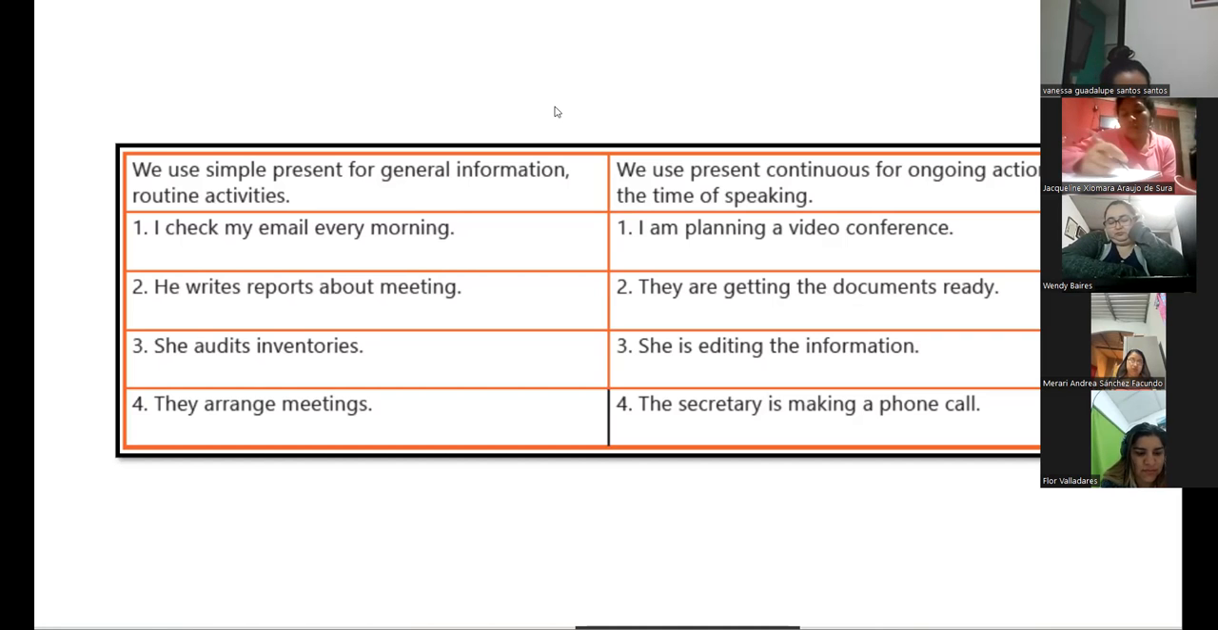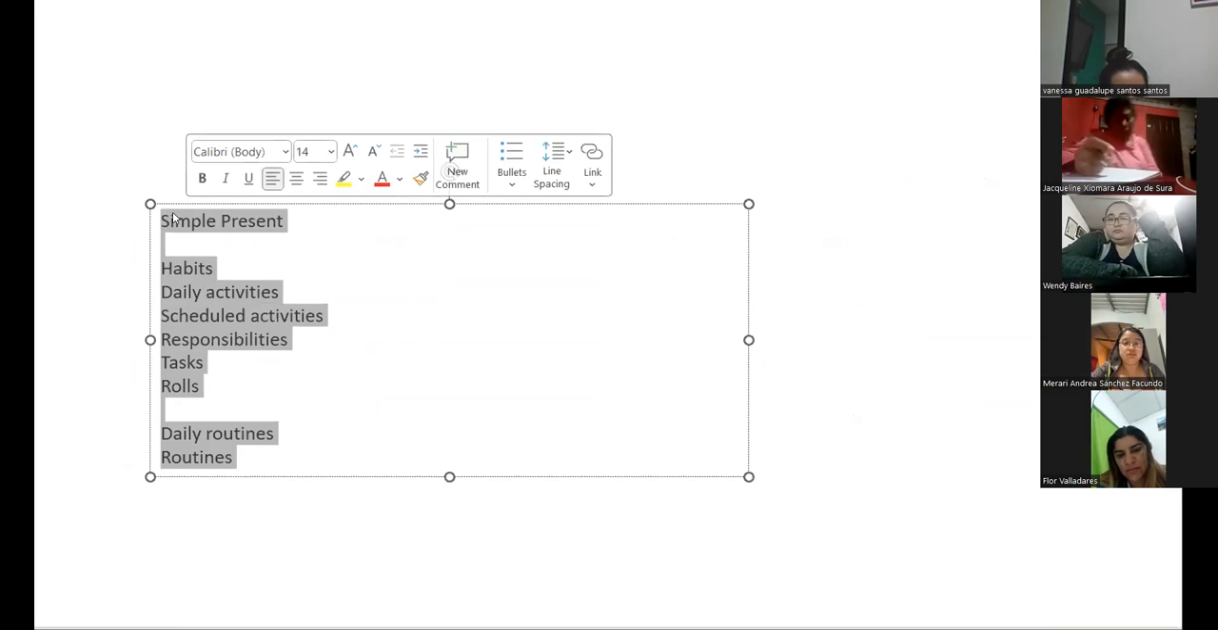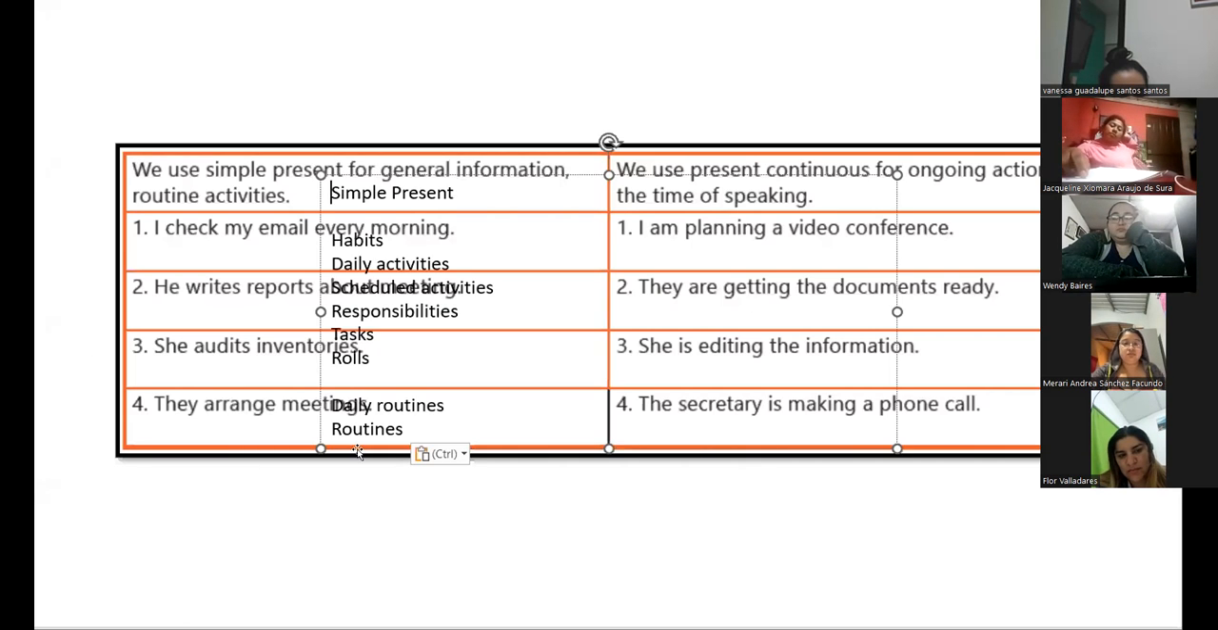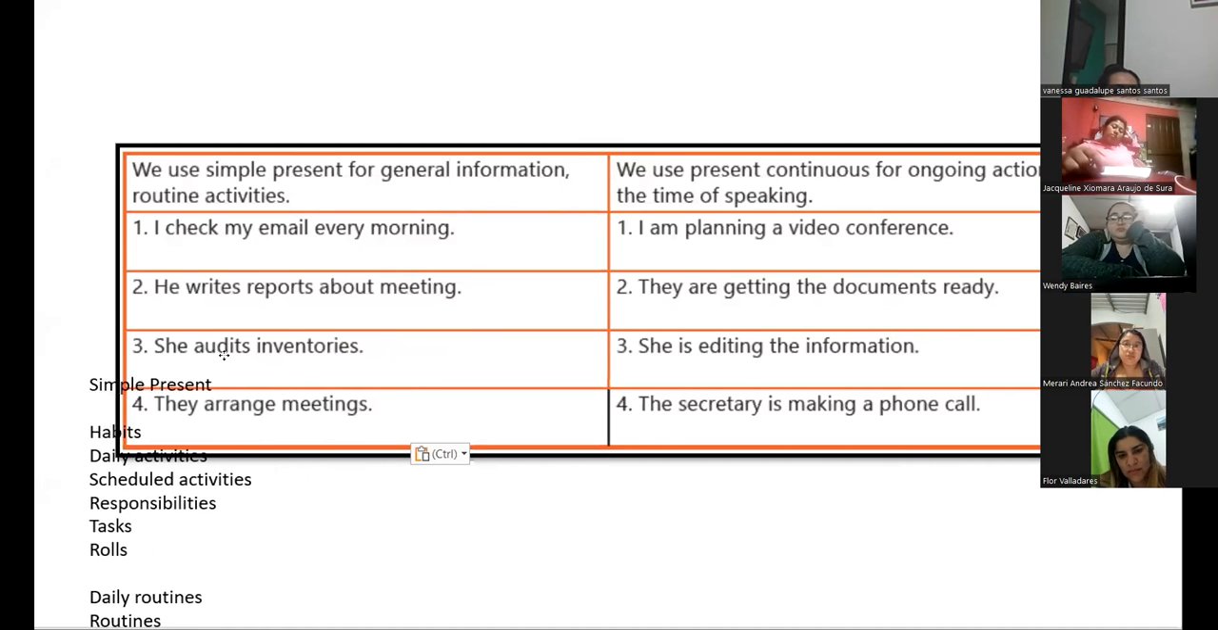Veamos en el presente simple cómo armamos la oración, la afirmativa. I check my email every morning. He writes reports about meetings. She audits inventories. They arrange meetings. Entonces aquí miren, presente simple, ¿sí? Son cosas, responsabilidades, etcétera, ¿verdad? Como esto, ¿sí? Entonces, podemos decir que el presente simple se usa para esto, ¿sí? Voy a poner por aquí.